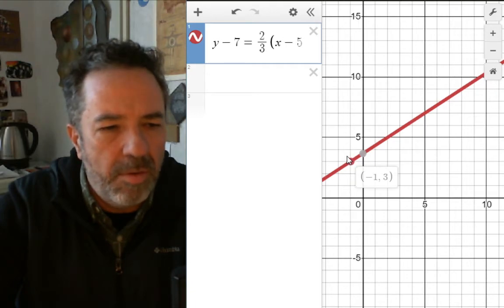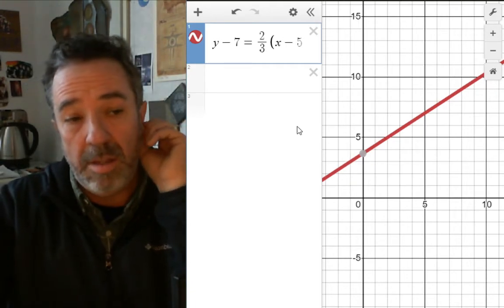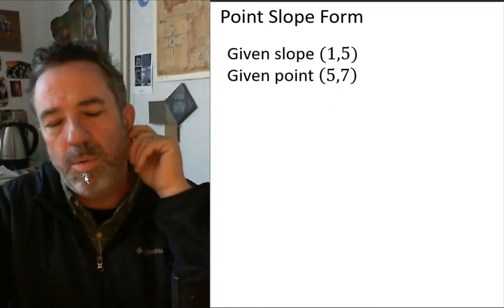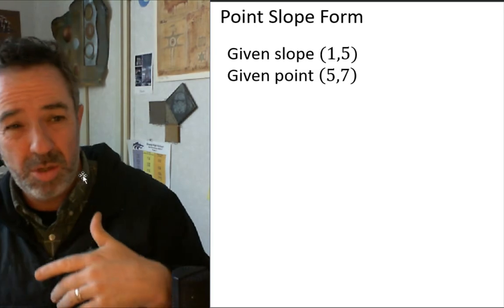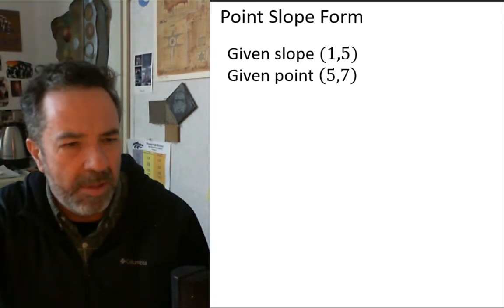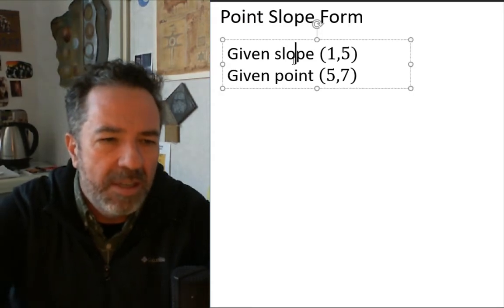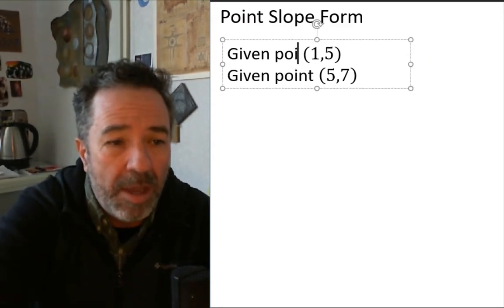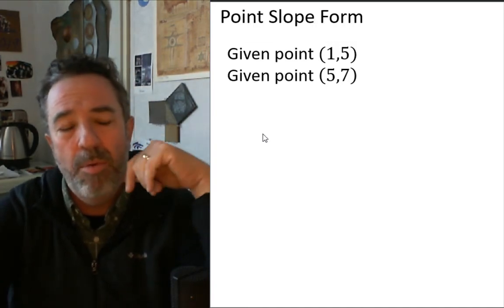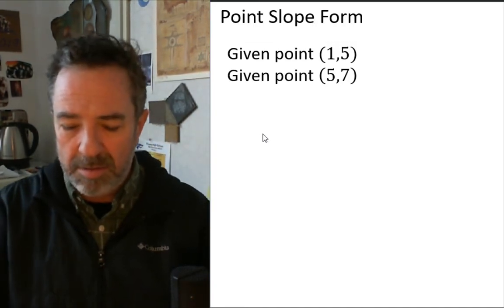Yep, -1, 3. All right, so there we go. It hit exactly where it should. One last example we're going to look at is, let's say that you're given 2 points. I'm not given a slope. I'm given a point, and I'm given another point. What's the equation of the line that goes through that?